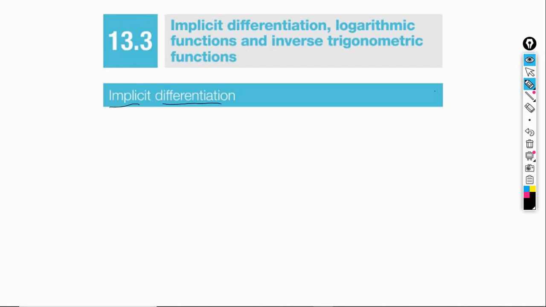Let's suppose that we have an expression such as x cubed plus y cubed minus 9xy equals 0. Now notice that this is not a function of y in terms of x. So it's not a function in the sense that it won't pass the vertical line test. But we can still do implicit differentiation with this. So what is implicit differentiation?